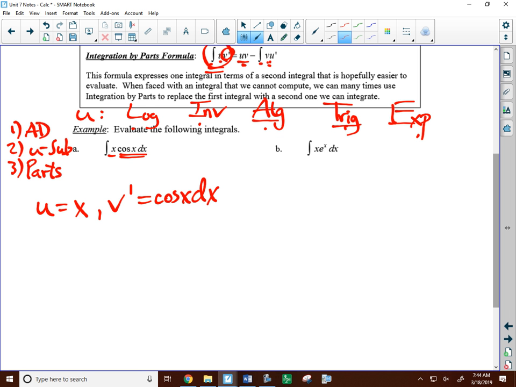You don't do the derivative of cosine? You mean like du? We will do that. Like the derivative of x. Yeah, we will do that.